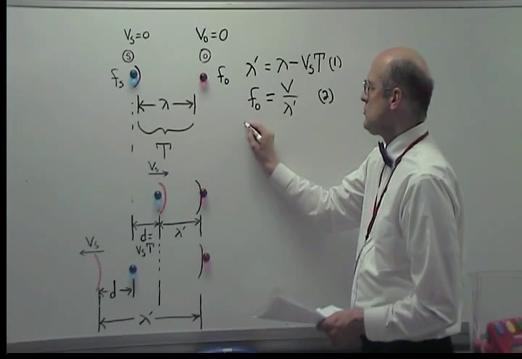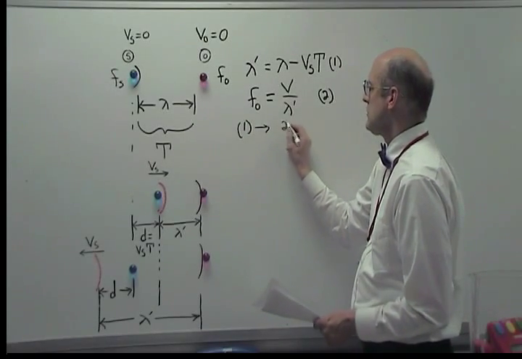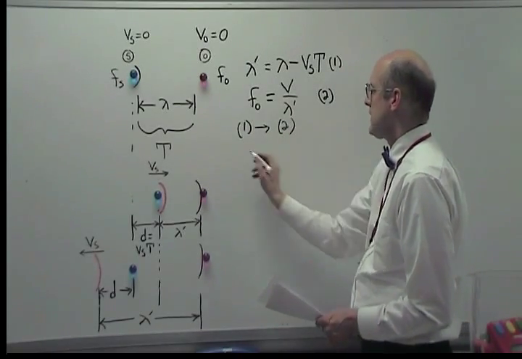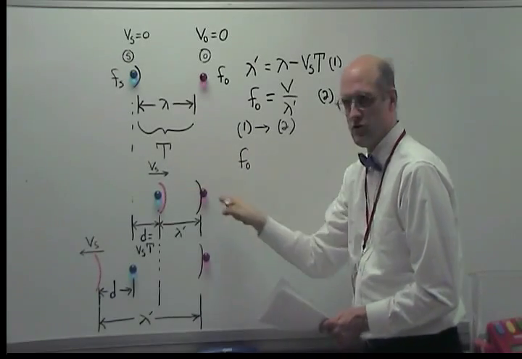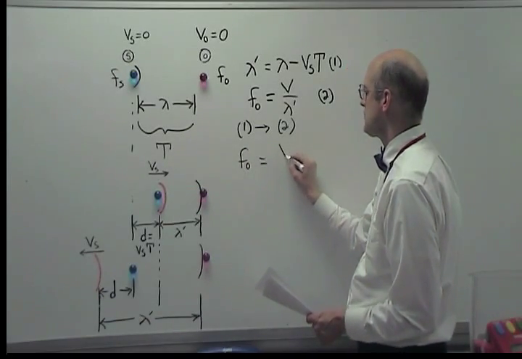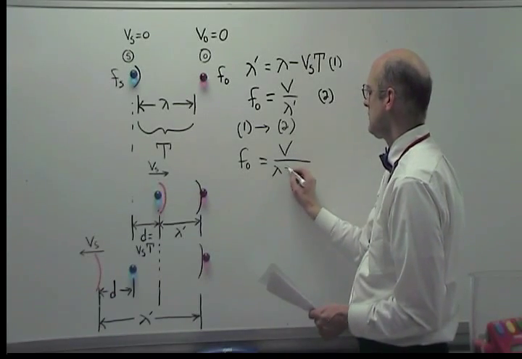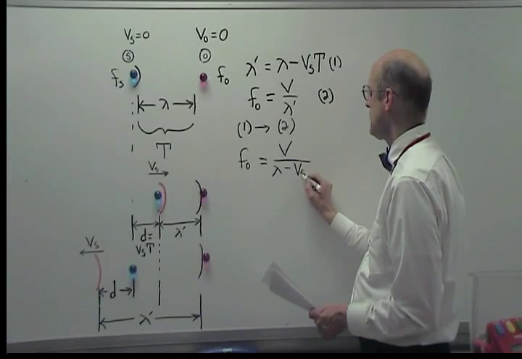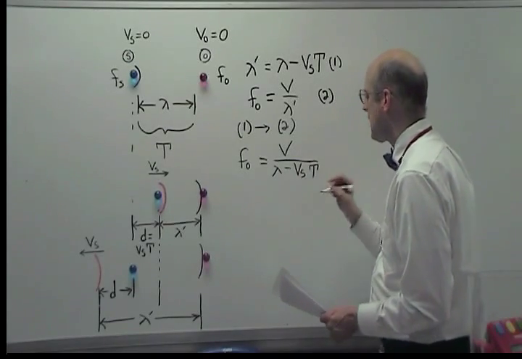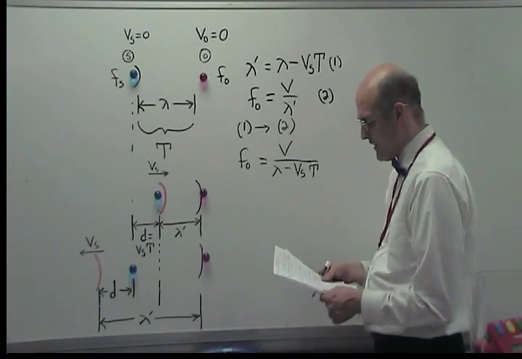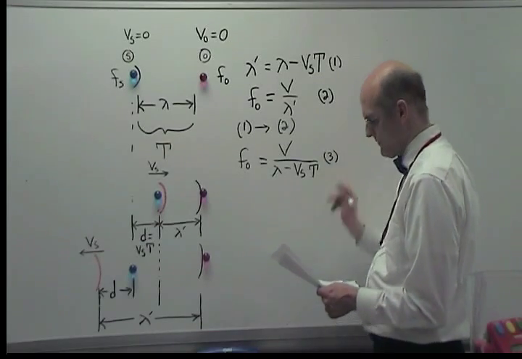Now I'm going to take equation 1 and substitute it into equation 2. So I get that the observed frequency, when the source is moving, is equal to the speed of sound v divided by lambda, the wavelength, minus the speed of the source times the period of the wave. And this I'm going to call equation 3.